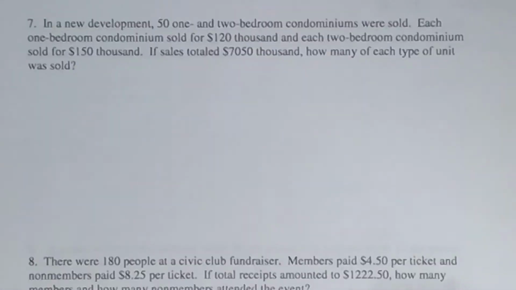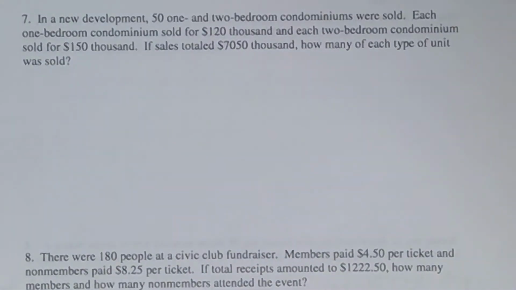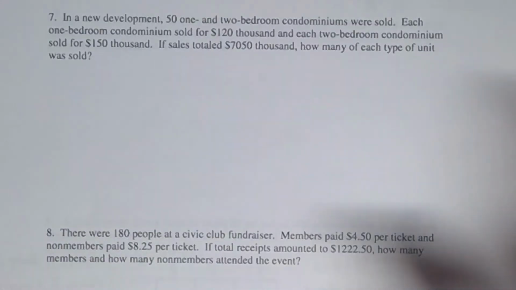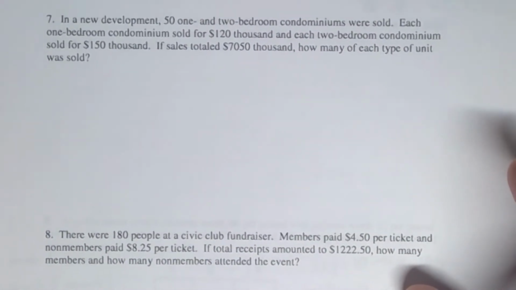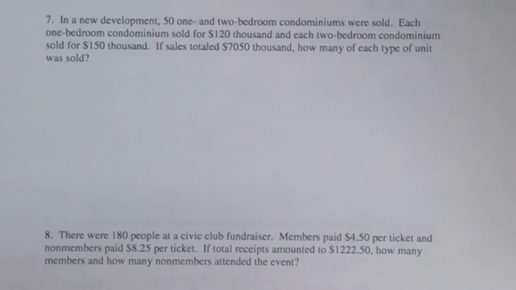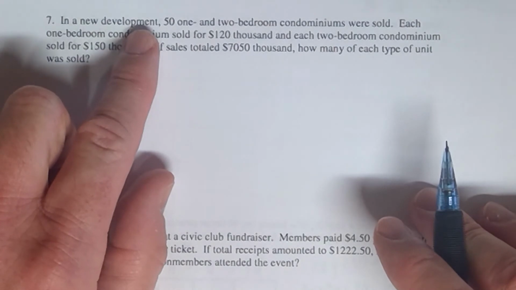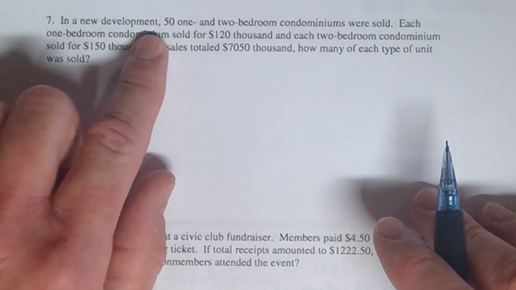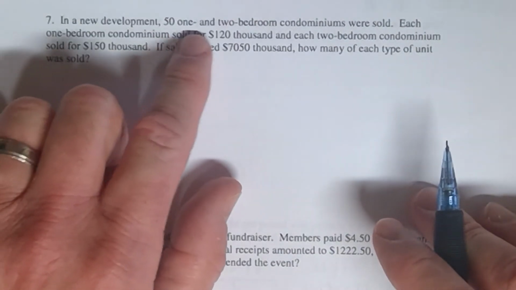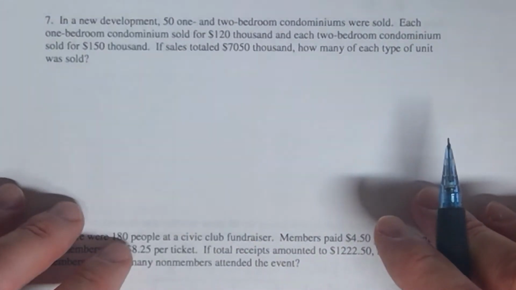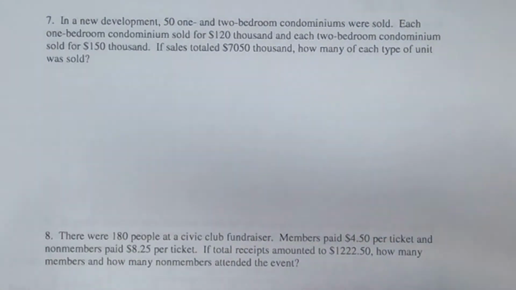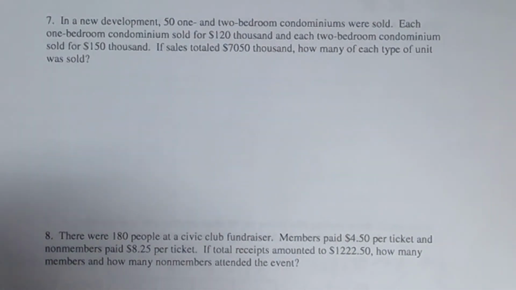In 7 and 8, though, similar thing going on there. The only difference is that you're not actually physically mixing together things. You're not physically mixing the peanuts and cashews. Let me show you what I mean here. It says in a new development, in other words, they're building a bunch of new residences here, 50 1- and 2-bedroom condominiums were sold. And so there's a total of 50 residences altogether. Some of them are 1-bed condos and some are 2-bed condos.